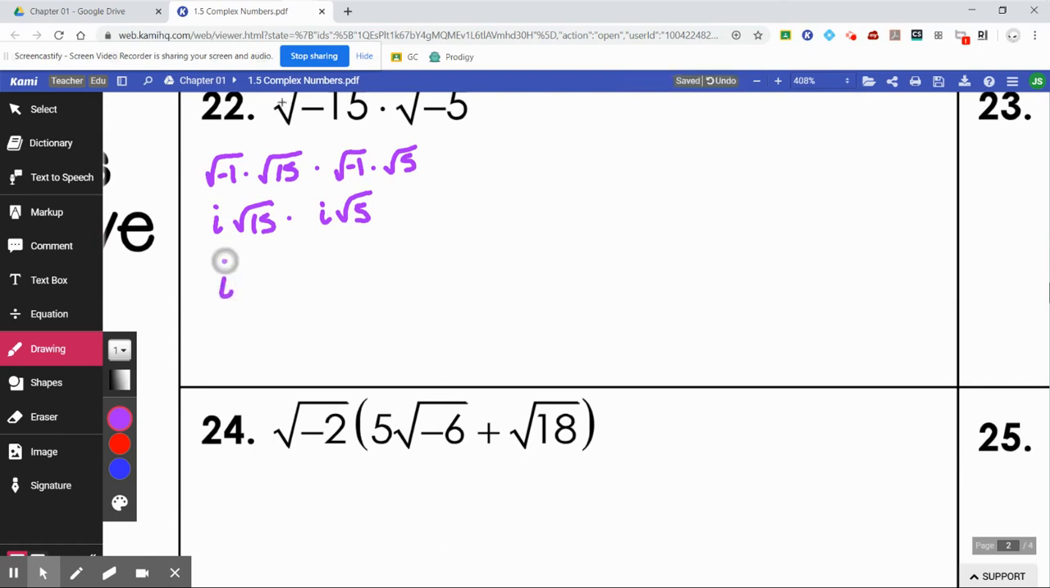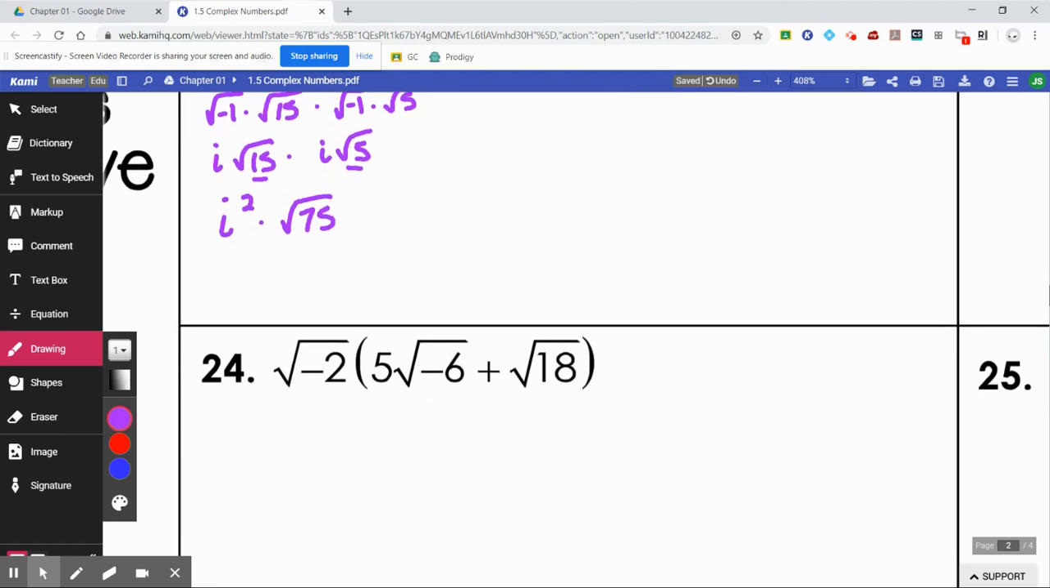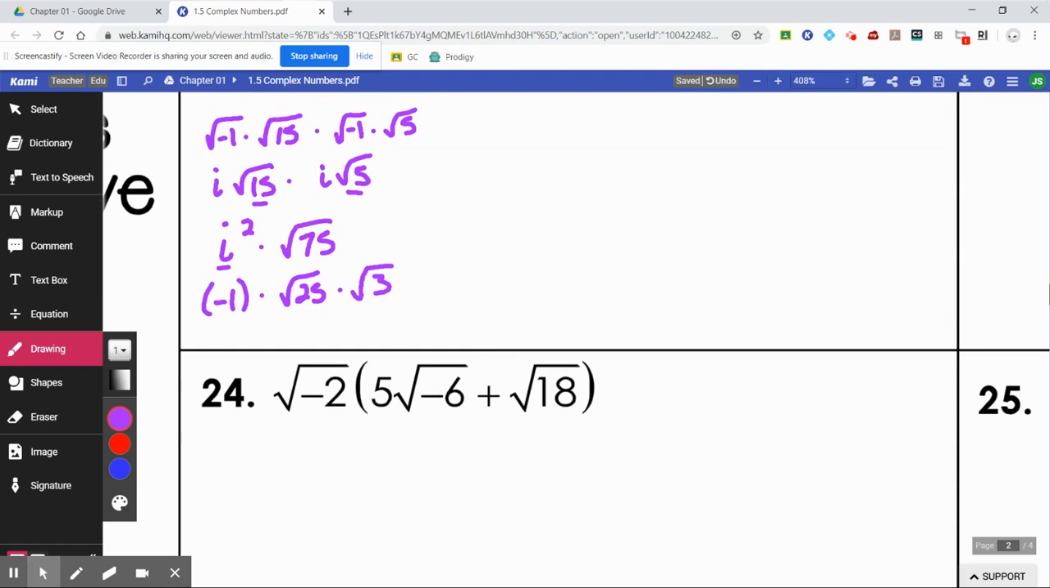i times i would be i squared times root 5, 15 times root 5 is root 75. And you can see this is 5 times 3 and 5 times 1. So you have a couple of 5s there. So you should be able to break this apart. So that's going to be negative 1 times the square root of 25 times the square root of 3. Again, anytime you have i squared, that's negative 1. So this would be negative 1 times root 25 would be negative 1 times 5, which is negative 5 root 3.